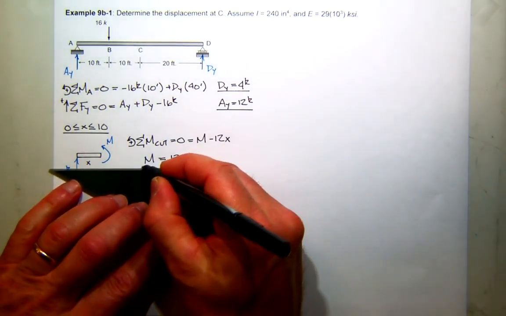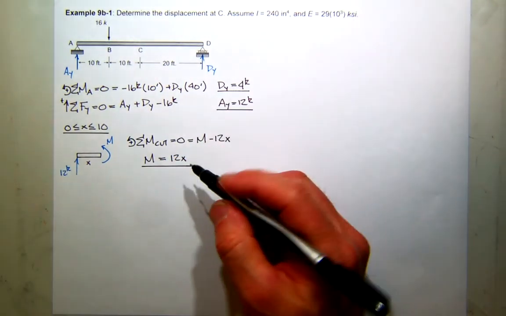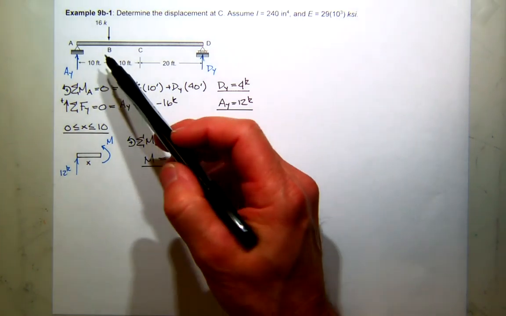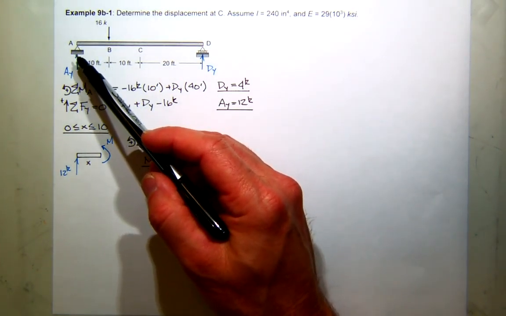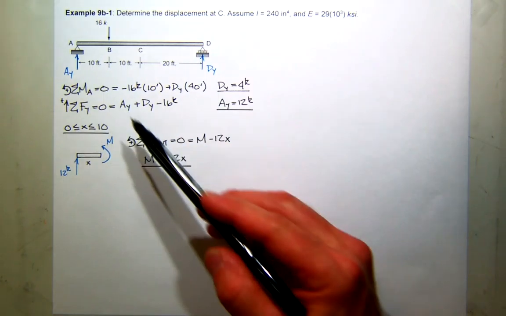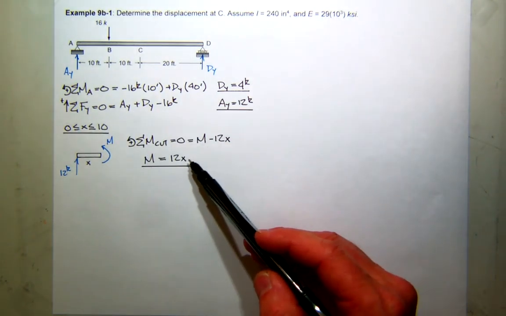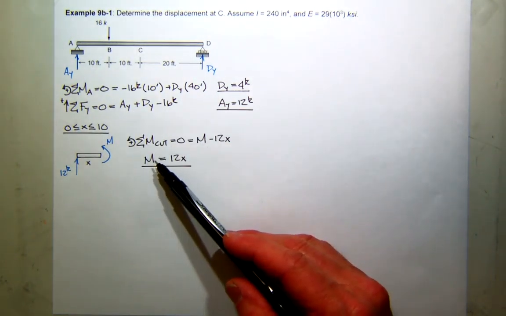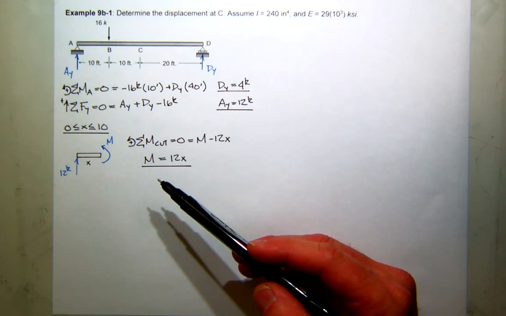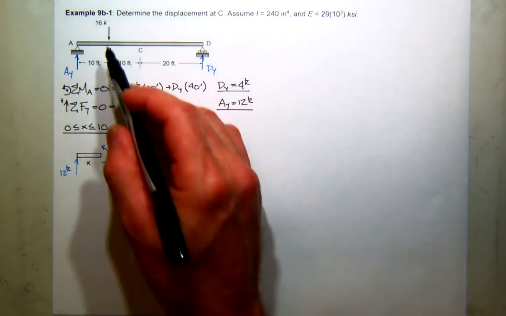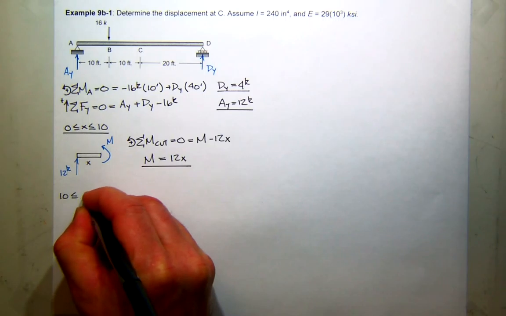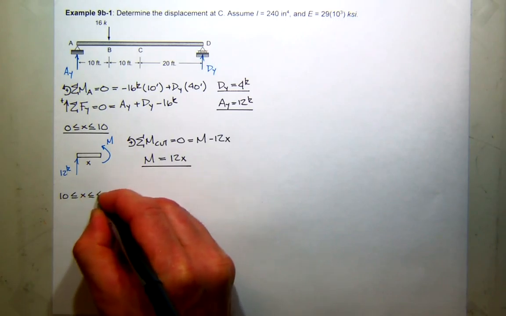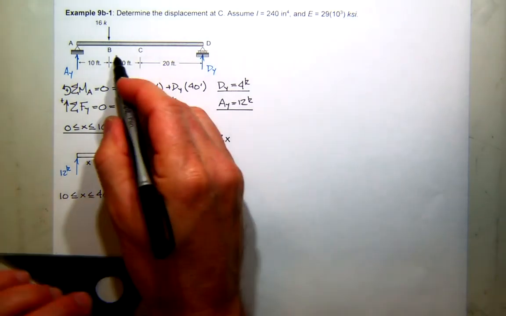Any questions about that? We only have one check we can do so far. We know the moment at A, since it's an external pin connection, is 0. So we take our expression for that region. If we put in x equals 0, it does predict the moment is 0. So far, so good. What about the second section? Well, that would be good from 10 to 40, this long 30-foot section.